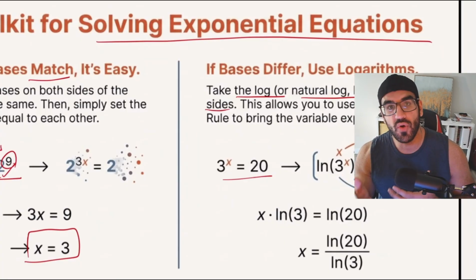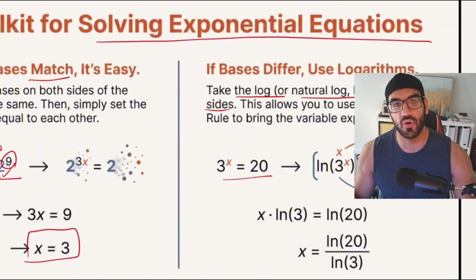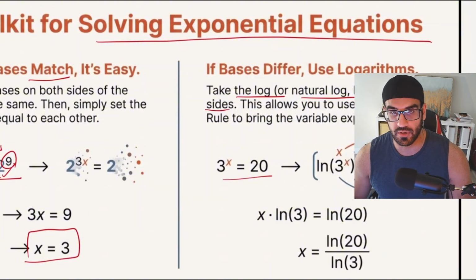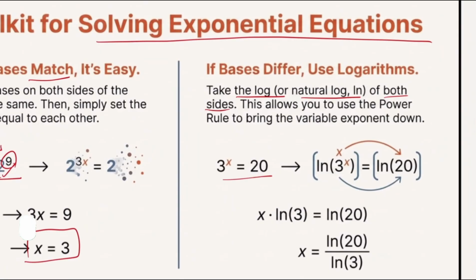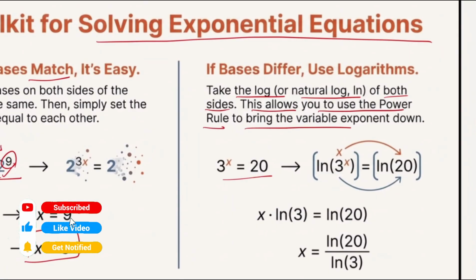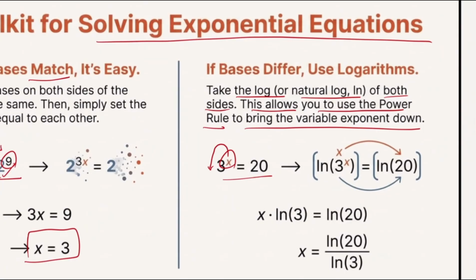So when I have something like this, I have to use ln or some kind of log format. This allows you to use the power rule and bring the variable exponents down. I would like to bring this one down because it's on the top, and it would make the situation complicated. So what can I do? I can use ln on both sides.